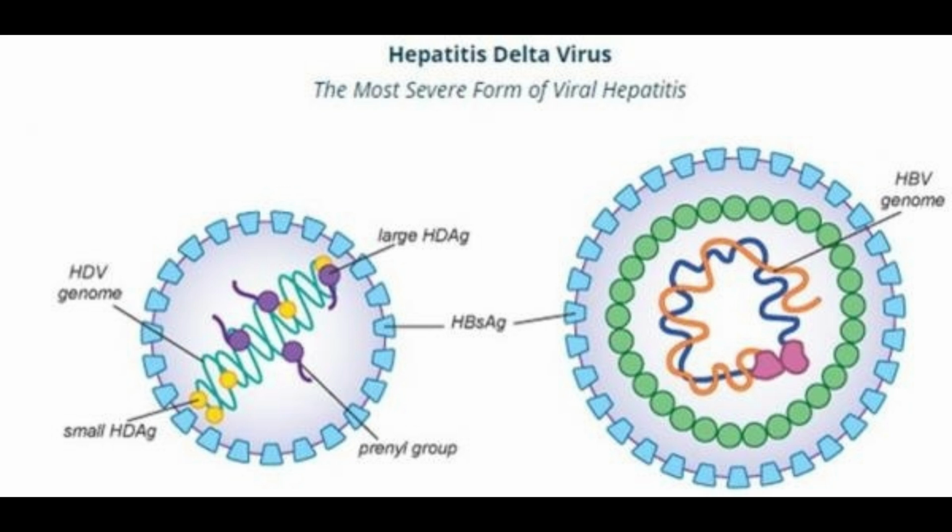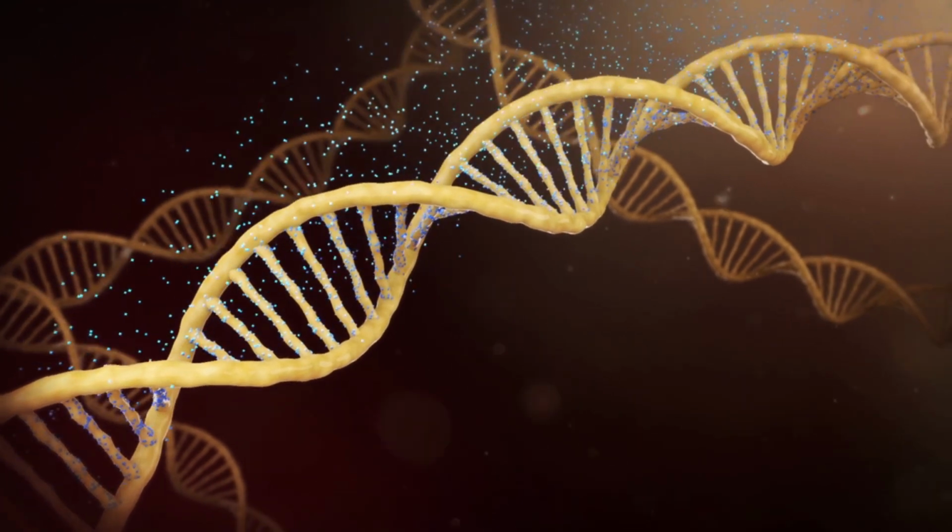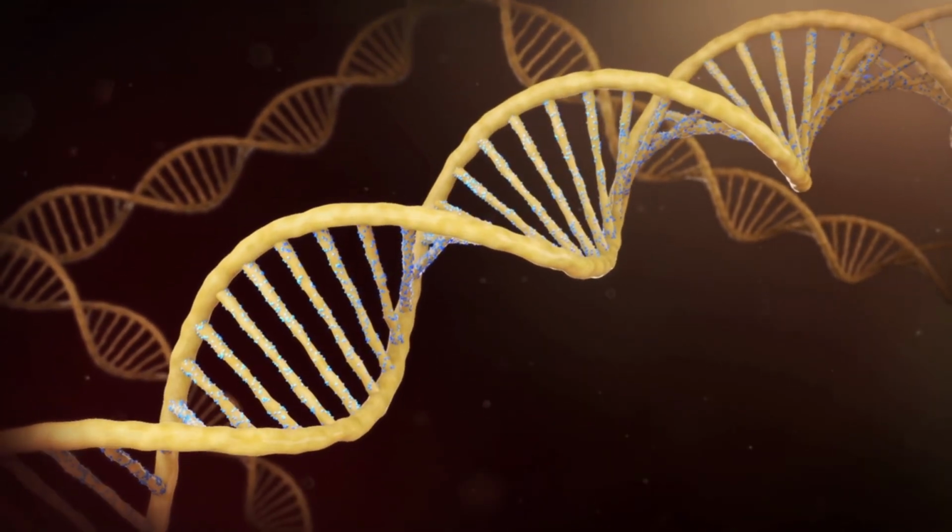From a virological perspective, HDV is remarkable because it possesses one of the smallest genomes among known human pathogens. Its tiny RNA genome relies heavily on host cellular machinery and the presence of HBV to replicate successfully. This unique biology has made HDV an important subject of research in viral evolution and molecular virology.